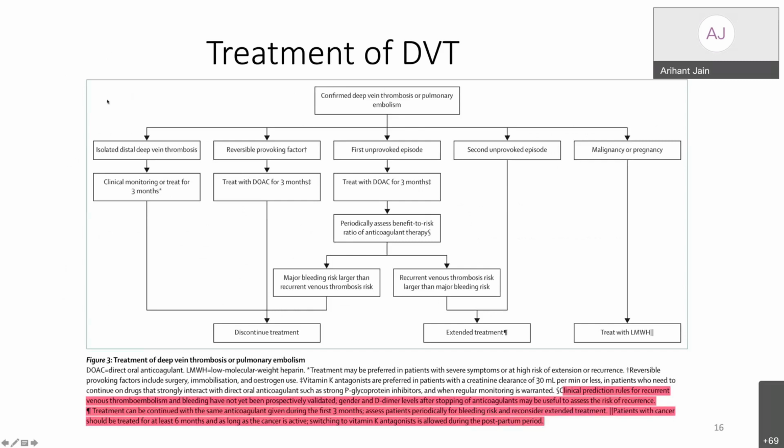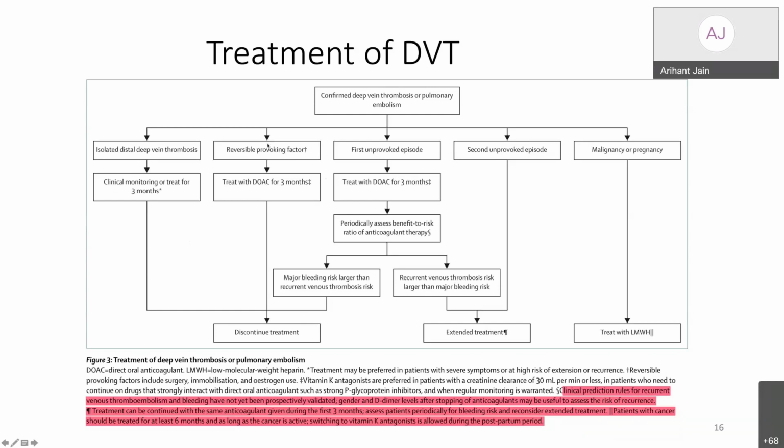So this is the algorithm which we will use for treatment of DVT. So whenever you confirm the DVT or PE, if it is an isolated distal DVT, then you just treat it for 3 months, and then you can generally stop it. If it was a distal DVT, irrespective of whether it was provoked or unprovoked, right? But if you feel that it is a high risk case, then you may sometimes continue longer.